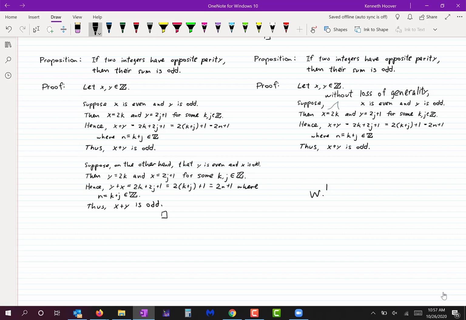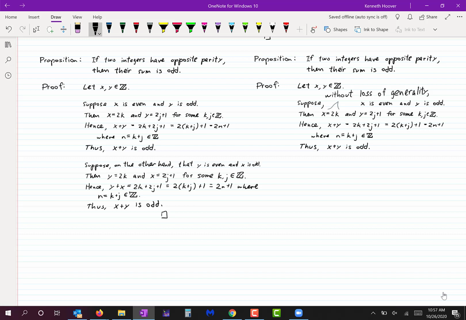Oh, my pen just stopped. There we go. Hold on a second. My pen's not working. Well, it's not working, so let me just say it. WLOG. Okay, you probably guessed by now that that's the abbreviation for without loss of generality.